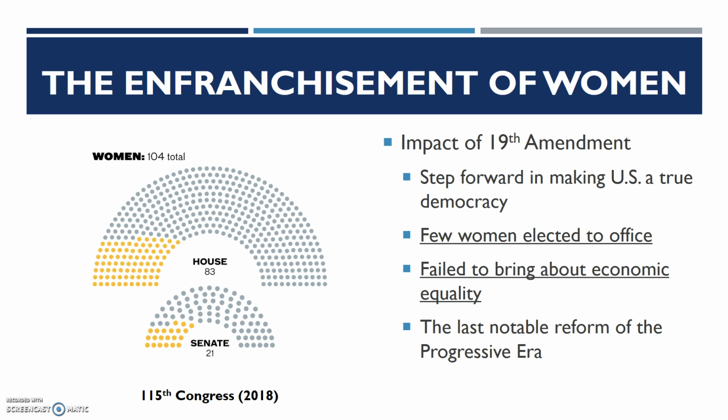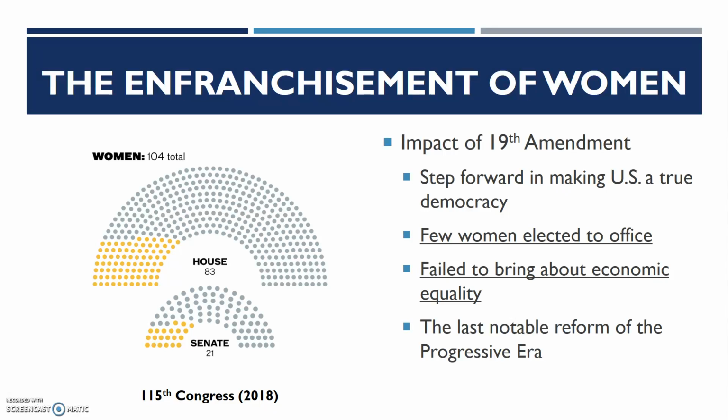Let's talk about the impact of the 19th Amendment. So this was a big step in making the United States a true democracy. However, it didn't have the effects that most people thought it would. By giving women the right to vote, we pretty much doubled the electorate. Double the amount of people could now vote. However, very few women were actually elected to office. It really failed to bring about the change, the economic equality that women thought they would get once they were able to participate in politics. And this was the last notable reform of the progressive era. So the passage of the 19th Amendment marks the end of the progressive movement.